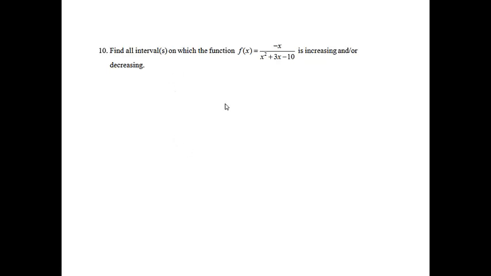All right, problem 10, find all intervals in which the function given is increasing and or decreasing. Again, we want to get to a critical number, so we're going to take the derivative. I do notice that I have a quotient, so I'm going to use the quotient rule. My f prime would be negative 1. My g prime would be 2x plus 3.